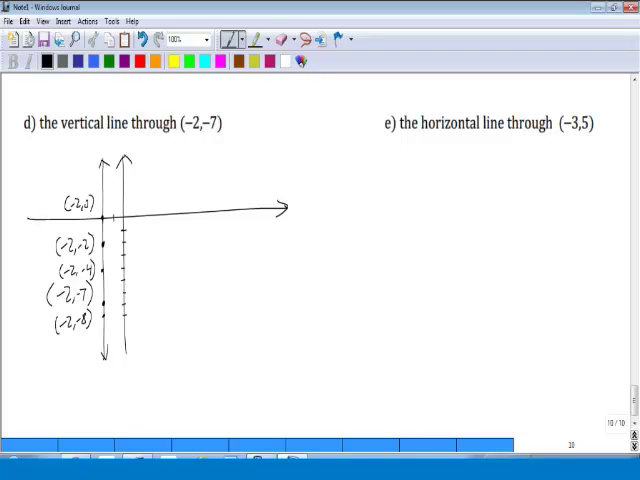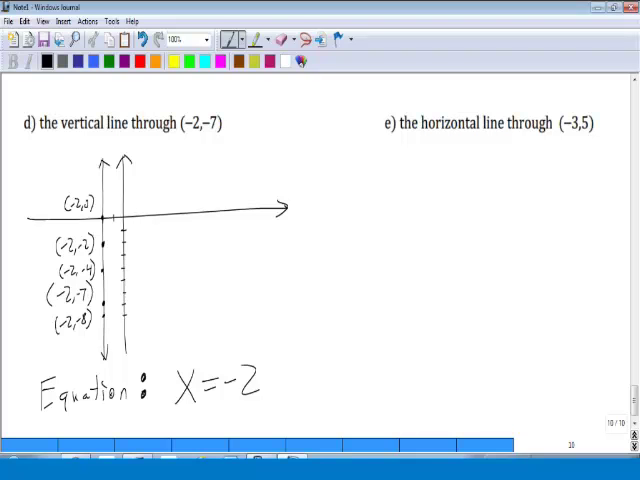The x-coordinate's -2. So here's my proposed equation. x equals -2. Basically what we have is the set of points in the plane whose x-coordinate is equal to -2. And if your x-coordinate is equal to -2, you're on this line. If you're on this line, your x-coordinate is equal to -2. So it's as complete a description of the set of points on this line as we need.